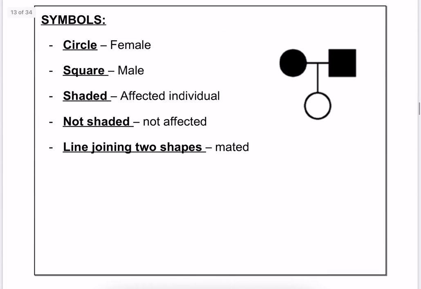So if we can go to something that'll give us some examples, yes. Certain symbols in a pedigree chart: a circle means you're a female and a square means you're a male. If you're shaded in, like a black circle versus a white circle, that makes you affected. So you have the disorder, disease, whatever it is that we're looking at, the gene. Not shaded would be someone who's not affected. And if you're joined together, that means you are mated.